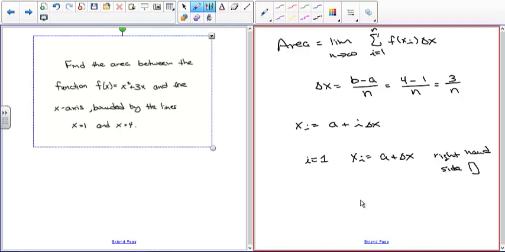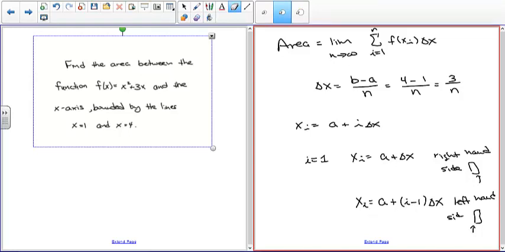Now, if I wanted to do it the left-hand side, the way you do that is you would have x sub i is equal to a plus i minus 1 times delta x. And what that would do is we would evaluate the function at the left-hand side of the rectangle. So here we'd evaluate the function, that value, and here we evaluate the function. You find out it doesn't make any difference, and so this is simpler, actually.